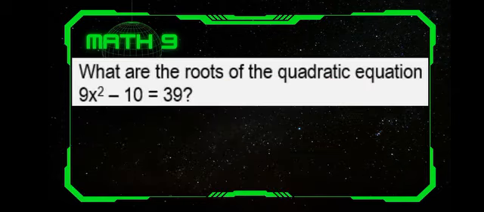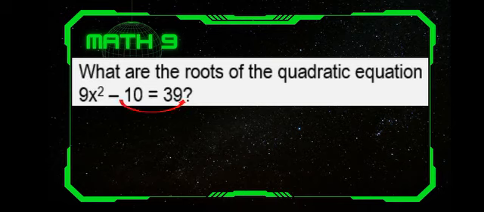What are the roots of the quadratic equation 9x squared minus 10 is equal to 39? Again, we have 4 ways to solve for the quadratic equation. First is extracting square roots, second factoring, third completing the squares, fourth quadratic formula. So here, based on our given equation, we have no linear term. So among the ways that we have, extracting square roots can easily solve the quadratic equation.